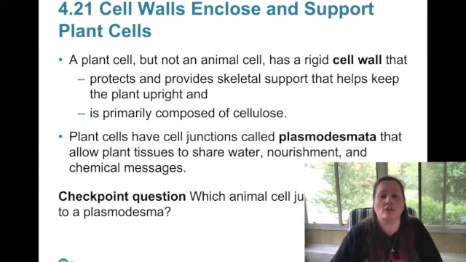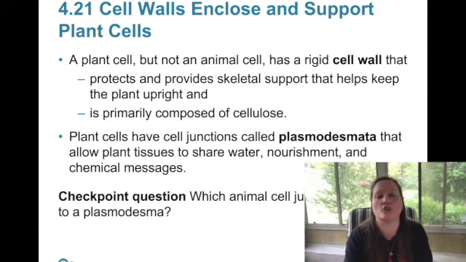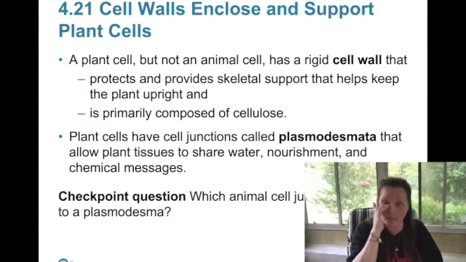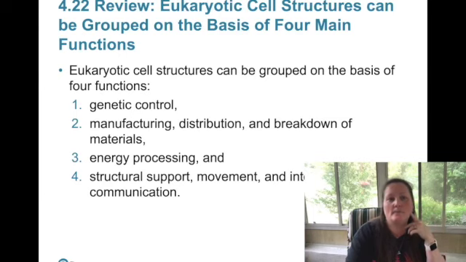Plant cells have cell junctions called plasmodesmata. I was flipping my syllables somehow. This allows the plant tissues to share water, nourishment, and chemical messages. So, which animal cell junction is analogous to plasmodesmata? See, it's trying to make you think of words together. This would be a gap junction, so it lets it go back and forth.